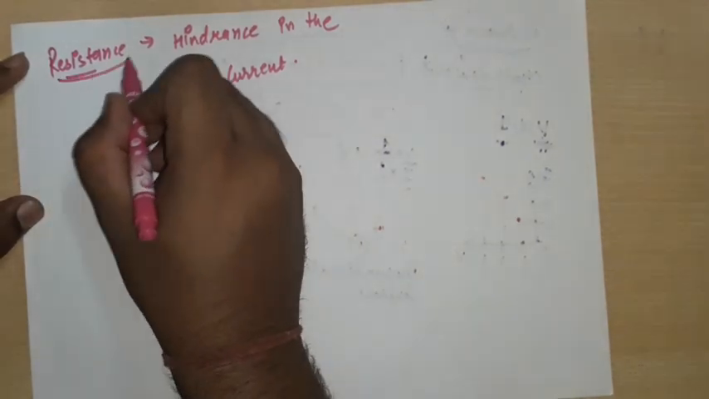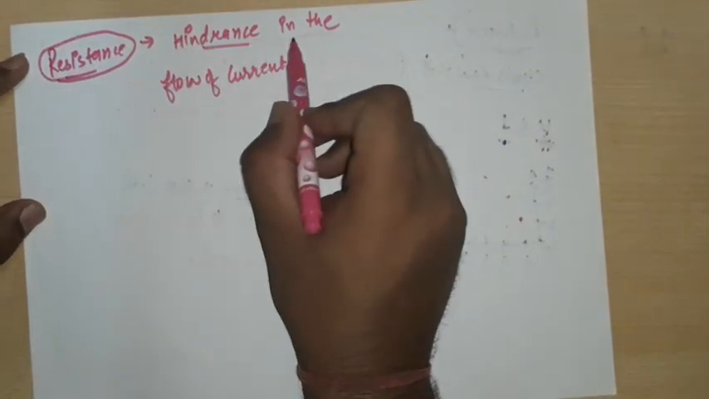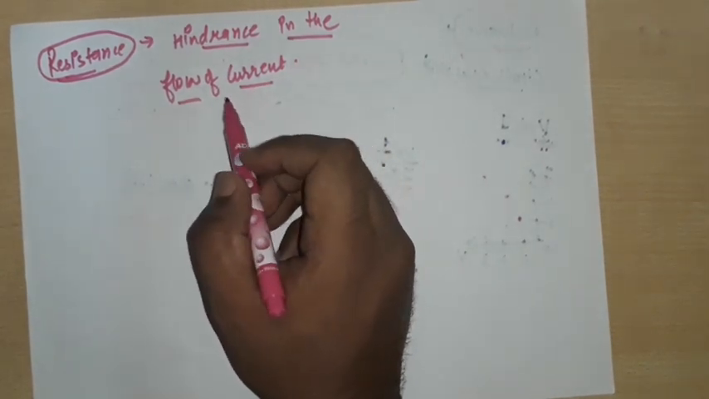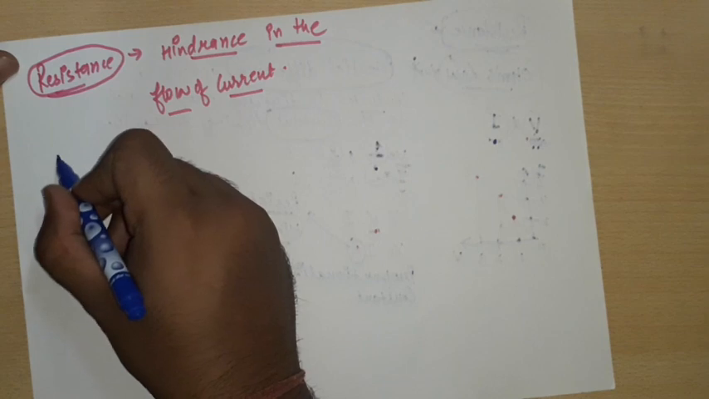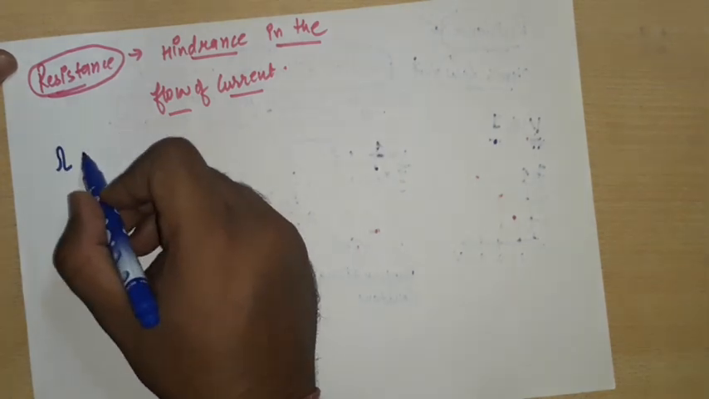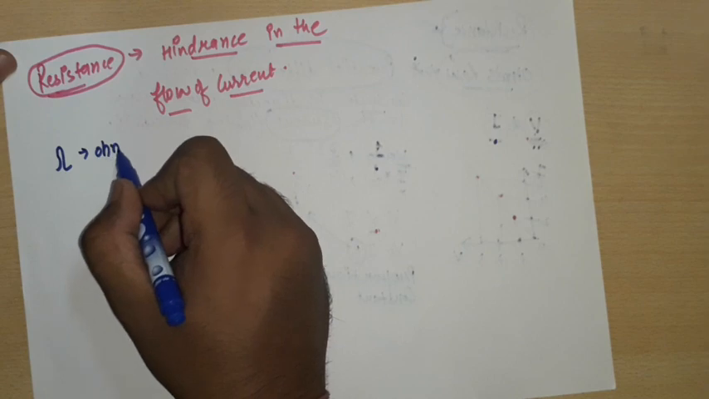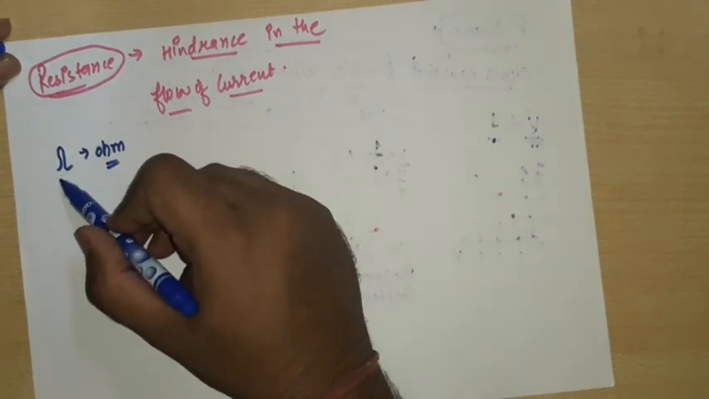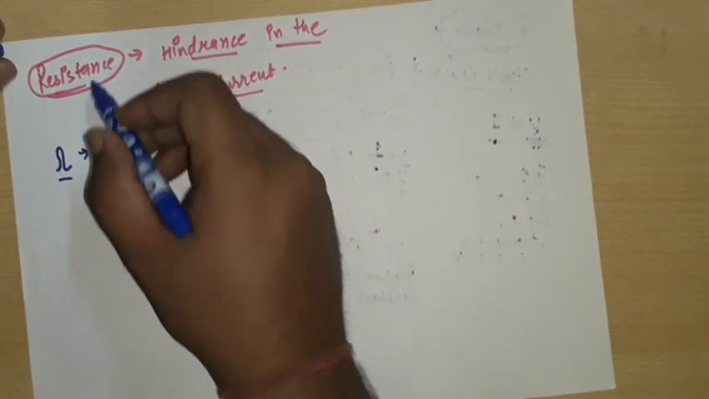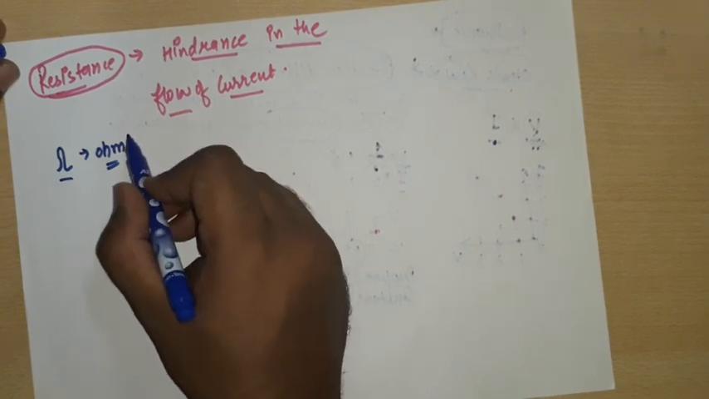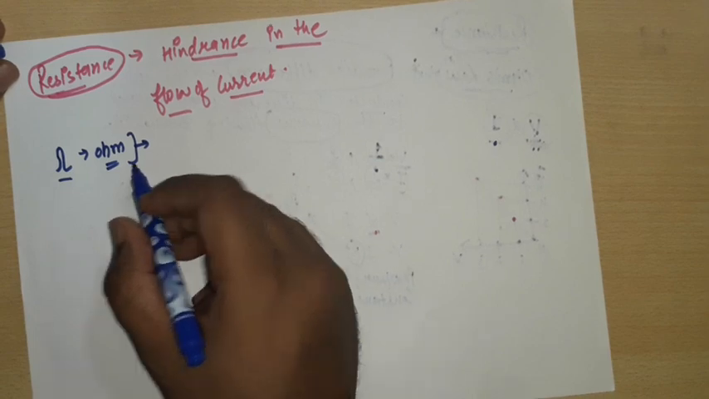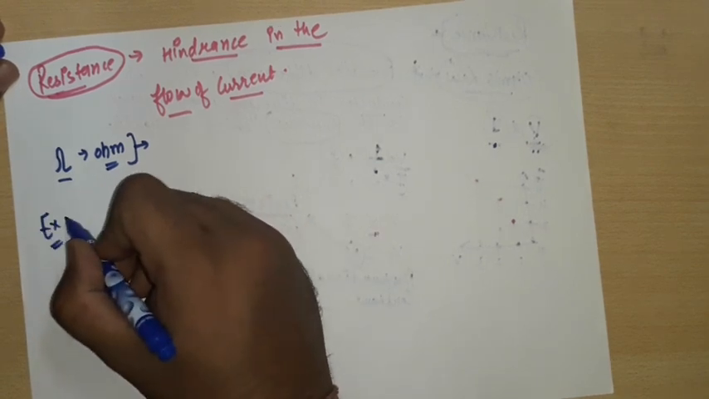So what is resistance? Resistance is a hindrance in the flow of current. करंट के बीच में रुकावट पैदा करने वाले को हम क्या बोलते हैं? रेजिस्टेंस. Its unit is ohm. So resistance is a hindrance in the flow of current, its unit is ohm, and it is also the proportionality constant. In the next class we will study more about it, its characteristics, and what it depends on.